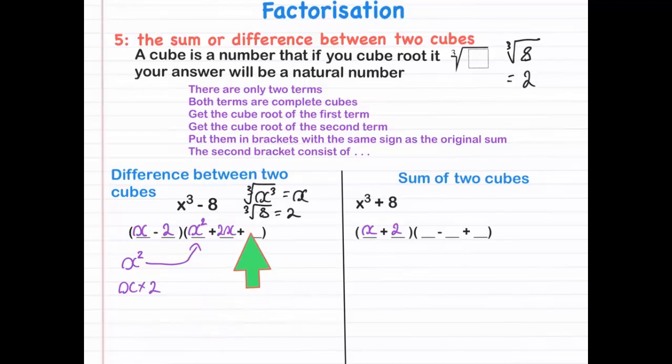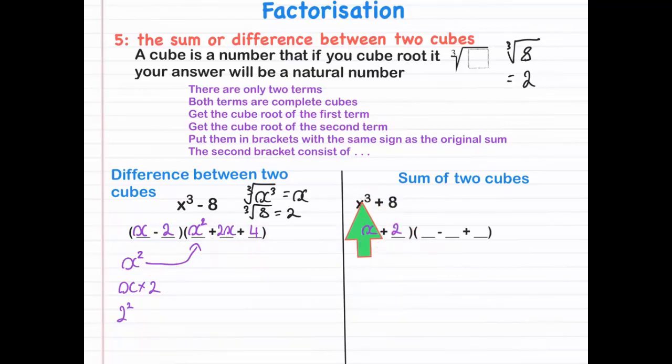And then where does the last one come from? We take that 2 and we just simply square it, and 2 to the power of 2 will be 4, and we are done. Okay, great. So then we have x minus 2, x squared plus 2x plus 4, and we're done. How about the sum of two cubes?